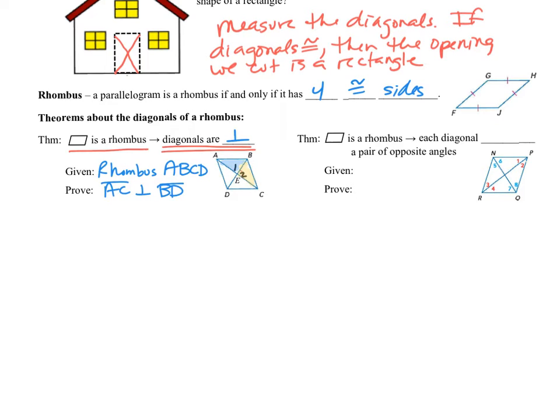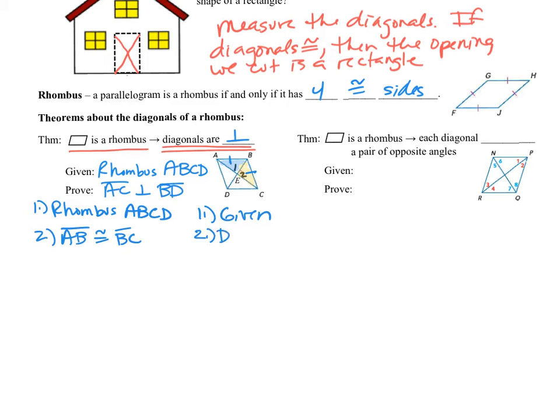So let's start with what we're given. First of all, we're given that we have rhombus ABCD. All right, so that's given information, okay? So since we have a rhombus, then we can go ahead and say in step 2 that side AB is congruent to side BC. Let me go ahead and mark those. AB congruent to BC, and what justifies that is the definition of a rhombus. Remember, a rhombus is a parallelogram that has all sides congruent.